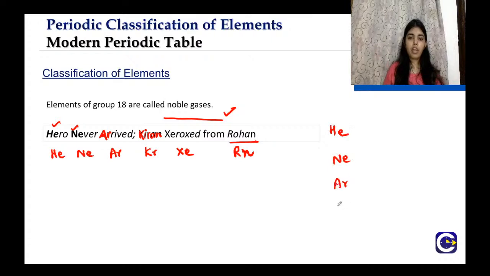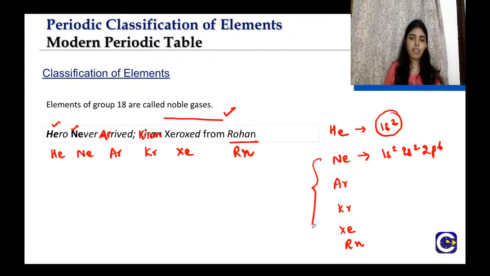Write down the electronic configuration of these. Now this has an anomaly here. If you see, it is 1s2. Here it is 1s2, 2s2, 2p6, right? So except helium, all will have the same general electronic configuration, except helium because it has only 2 electrons. So it is occupying only one shell. The electrons are occupying only the K shell.